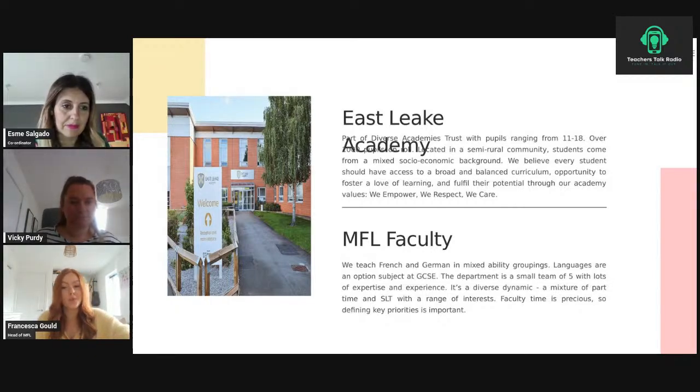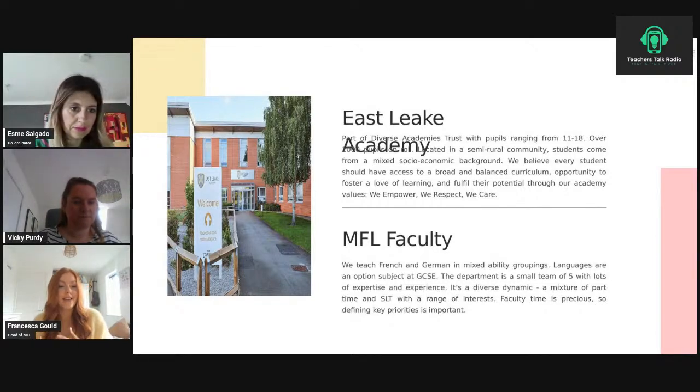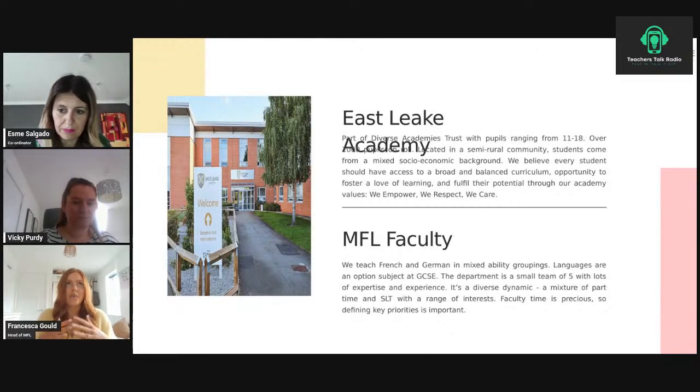We've got quite a small department of just 5 people, but there's loads of expertise and loads of experience within that department. It's also quite a diverse dynamic. So we've got SLT in the department, we've got part-time members of staff, and a real range of interests. So we find that our faculty time is really, really precious, and defining our key priorities is really important to us.